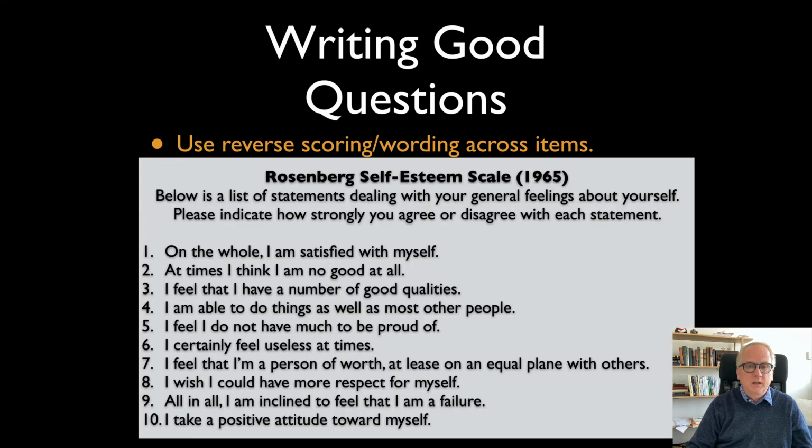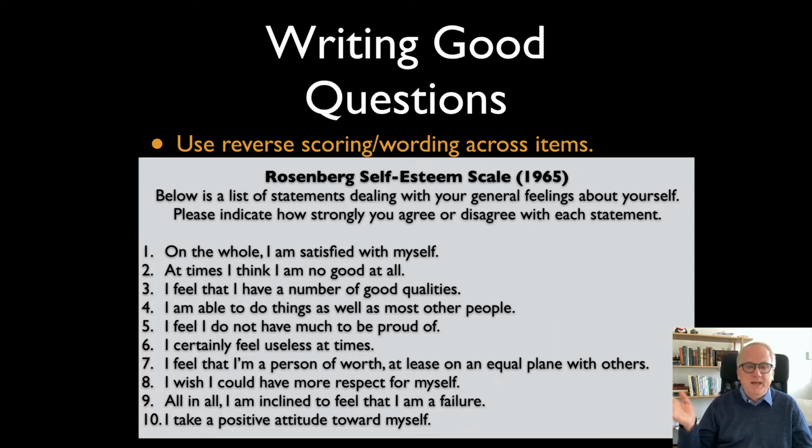There's a very famous psychology scale out there called the Rosenberg Self-Esteem Scale that was developed back in 1965. It's a 10-item scale, and you're supposed to indicate how much you agree or disagree with each statement on a 1 to 5 scale. So you can see here are the items, like: on the whole, I am satisfied with myself. At times, I think I'm no good at all. I feel that I have a number of good qualities. I'm able to do things as well as most other people. I feel I do not have much to be proud of. I certainly feel useless at times, and so on. So these 10 items are supposed to be a way to measure a person's self-esteem, how they feel about themselves.